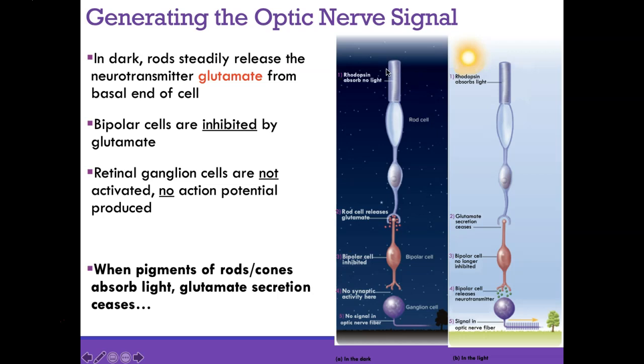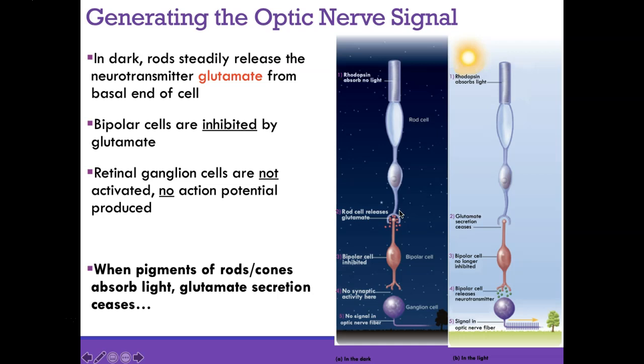In the dark, here is our rod cell, here is our bipolar cell, and here is our ganglion cell. In the dark, our ganglion cells are not firing to the optic nerve. So the brain is not going to be receiving any message when our eyes are closed. The reason why that is, let me take a step back. When glutamate is present, bipolar cells are inhibited, and the retinal ganglion cells are not activated.